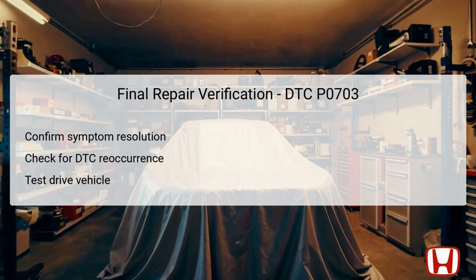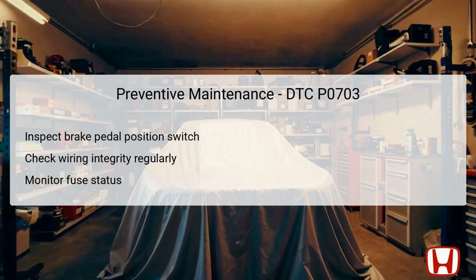By undertaking these verification steps, any lingering issues can be identified and the repair's effectiveness can be evaluated, ensuring the safety and reliability of the vehicle before returning it to service. To prevent issues leading to DTC P0703 in the future, proactive maintenance on the brake pedal position switch is advisable. Regular inspections should be performed to ensure that the switch is correctly seated and functioning. Additionally, consistently checking the integrity of the wiring connected to the switch can prevent issues related to signal disruptions.